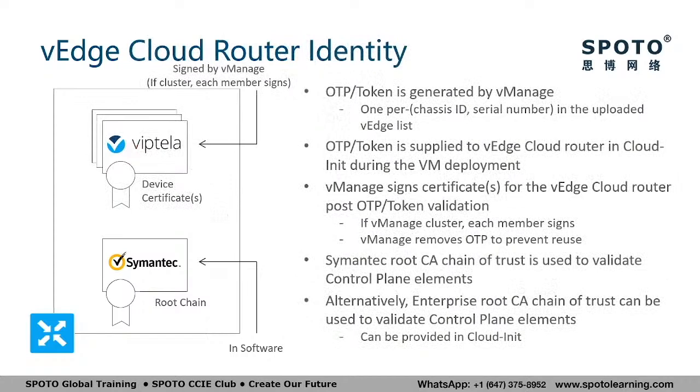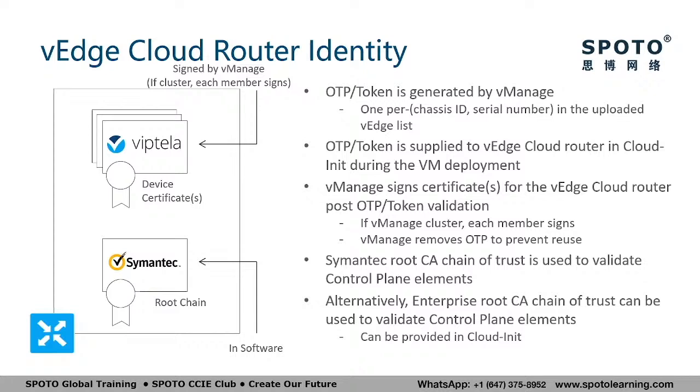The second one is vEdge cloud router identity. An OTP, a one-time password token, is generated by vManage, one per chassis ID in the uploaded vEdge list. This token is used to onboard the vEdge cloud router. We will go through this process in the lab.